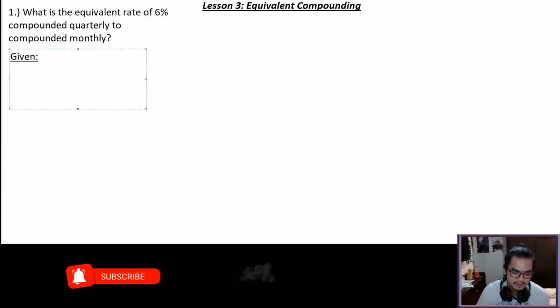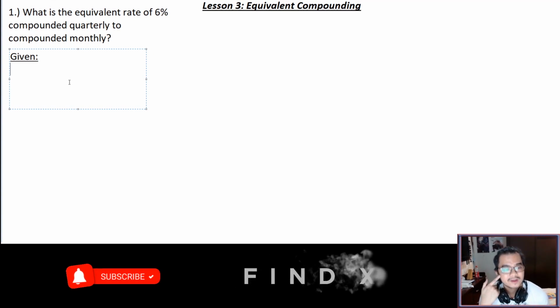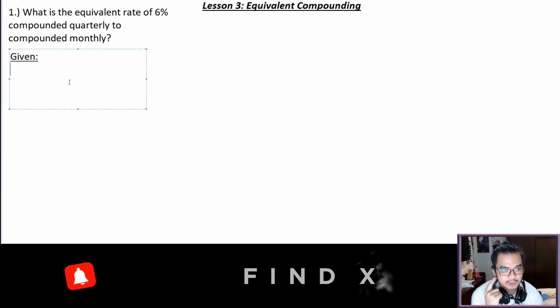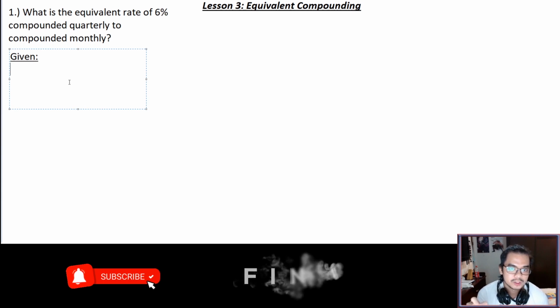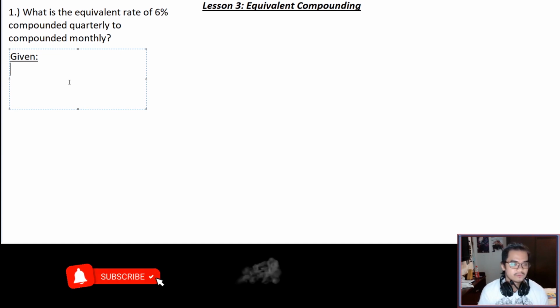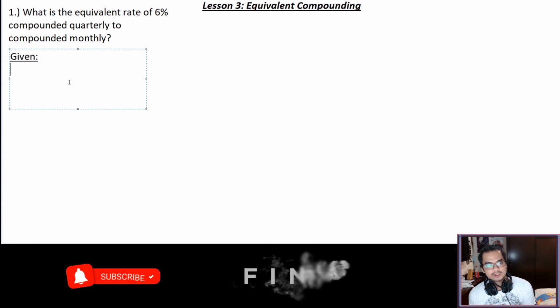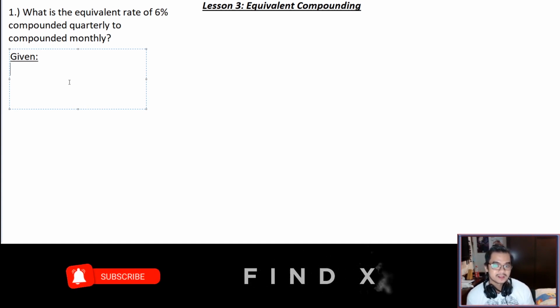Number one: what is the equivalent rate of 6% compounded quarterly to compounded monthly? That means the 6% compounded quarterly, we want to make compounded monthly instead of quarterly. Don't forget that if we see the word compounded, our given is the nominal rate of interest, which is our j.